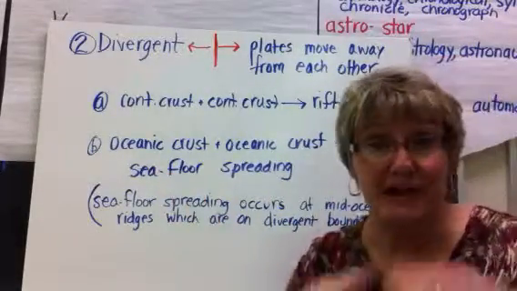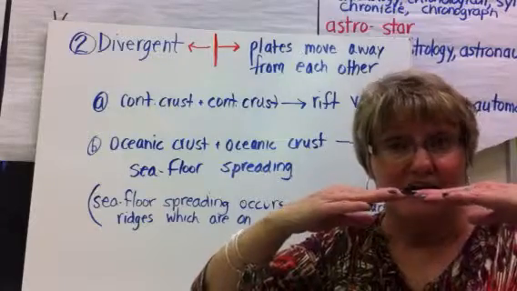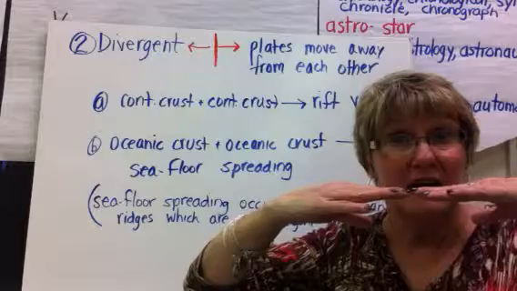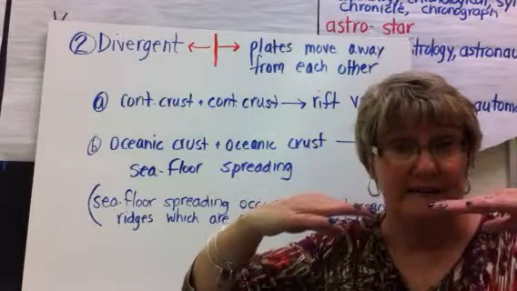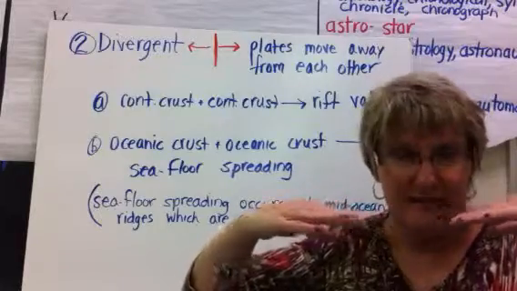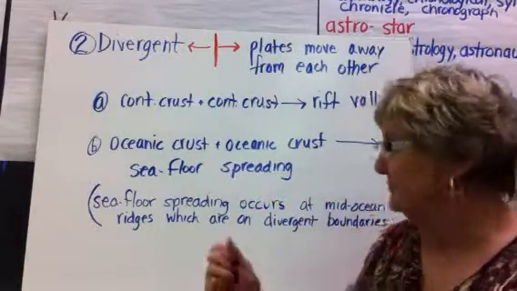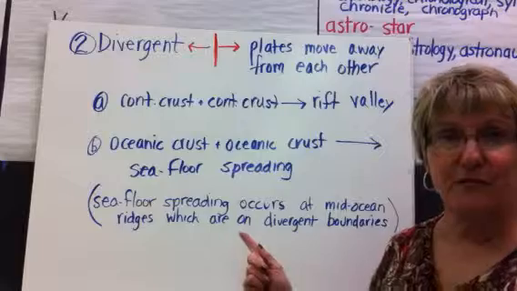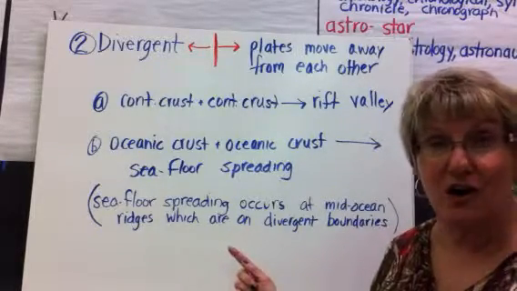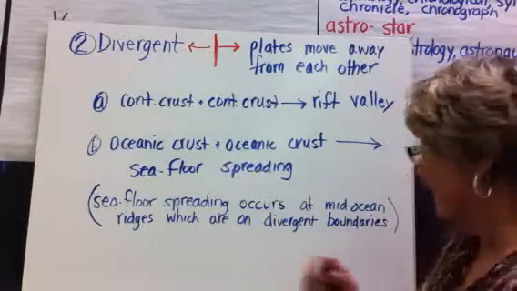Now, if we've got oceanic crust and oceanic crust at a divergent boundary, we're going to end up with seafloor spreading. So if it's oceanic and they're at a divergent boundary, seafloor spreading is going on. Remember, seafloor spreading occurs at mid-ocean ridges, and mid-ocean ridges are on divergent boundaries.